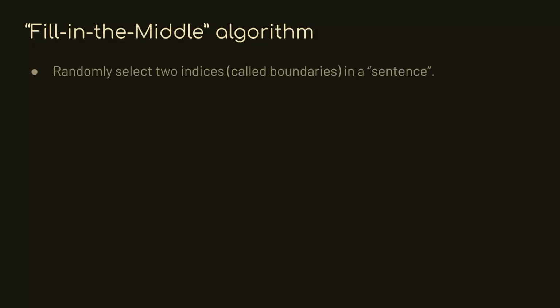If you have 2 points in a line, you basically divide that line into 3 parts, right? That's the same thing, but with a sentence of words or tokens. The indices, or boundaries, are chosen randomly, as long as they're in the range of the sentence we're talking about. That's literally what they're doing. I'm not even making this up.